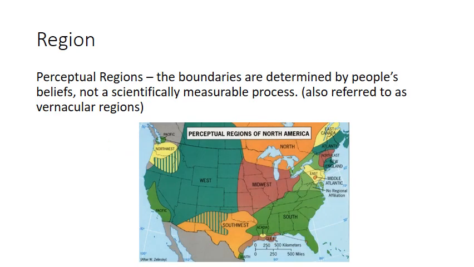Unlike formal or functional regions, perceptual regions are determined by people's beliefs or perceptions, and as such are not formalized. For example, regions within the United States. What is the South? Where does the West begin? Is Texas Southern, Western, or is it something unique called Southwestern? These are often called vernacular regions.